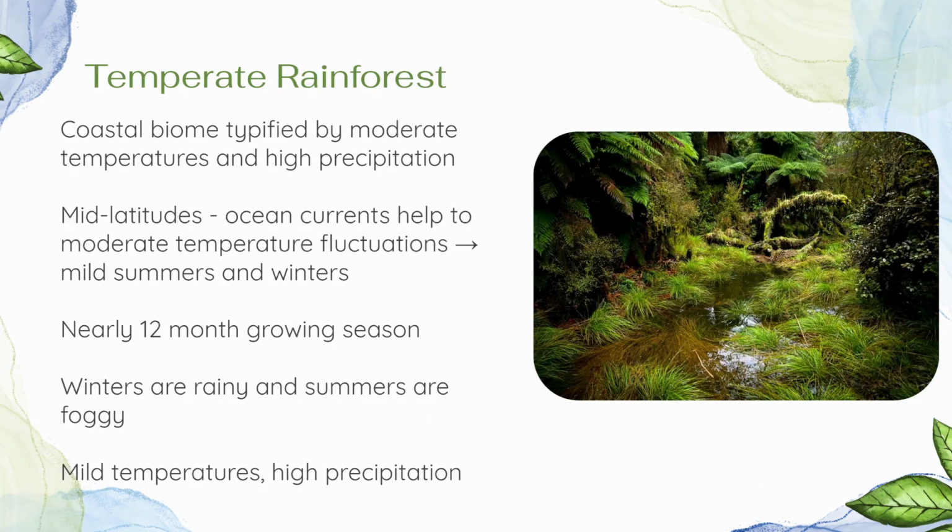The temperate rainforest is a coastal biome with moderate temperatures and high precipitation. It's located in the mid-latitudes, and the nearby ocean currents help to moderate the temperature, leading to mild summers and winters. Because of this mild climate, it has a very long growing season of nearly 12 months. Winters are rainy and summers are foggy.